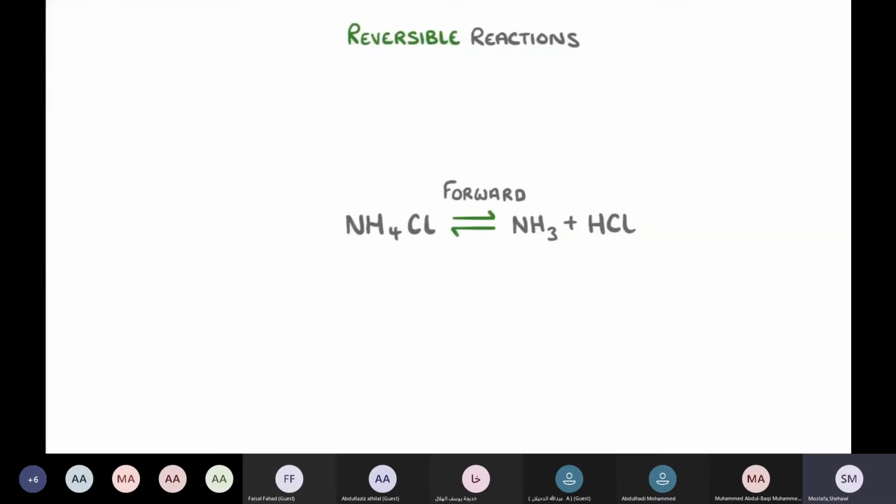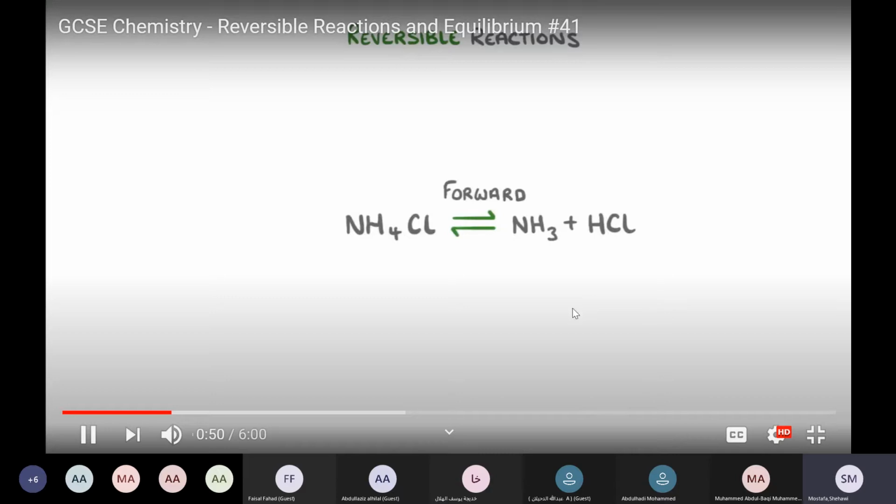the forward reaction. While the bottom arrow tells us that the ammonia and hydrogen chloride can also combine to reform the ammonium chloride, which we call the backward reaction. So because both of these can happen, we call it a reversible reaction. So just to refresh your mind, we have reversible reaction and forward direction and backward direction for the reaction.